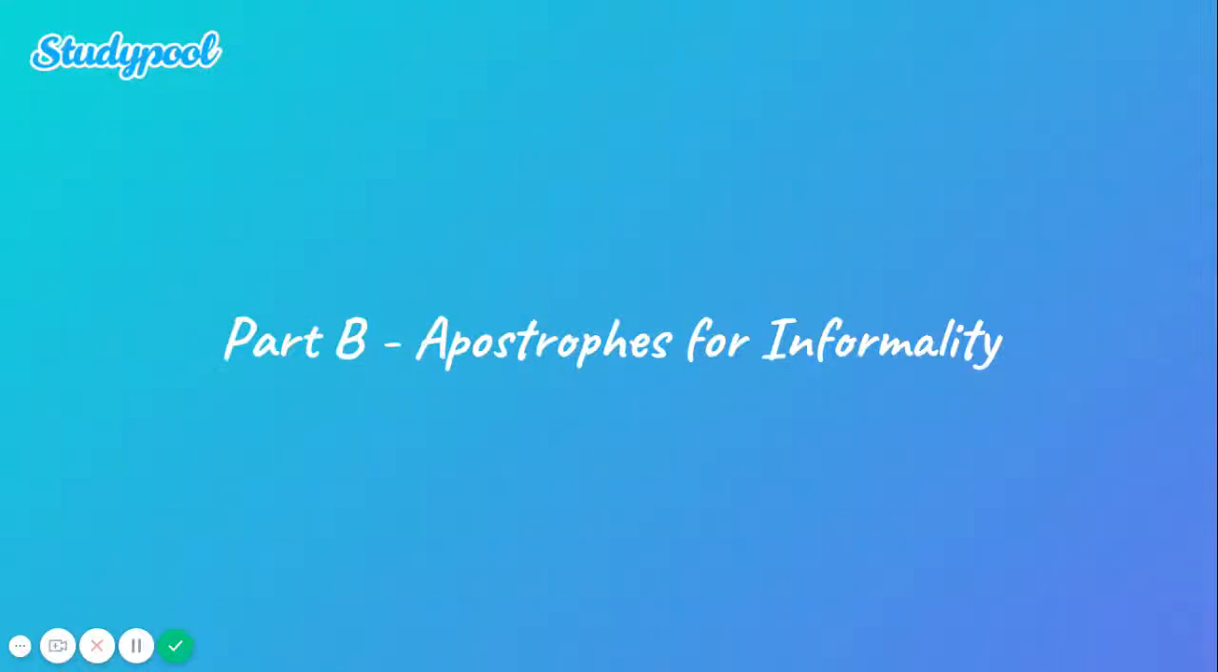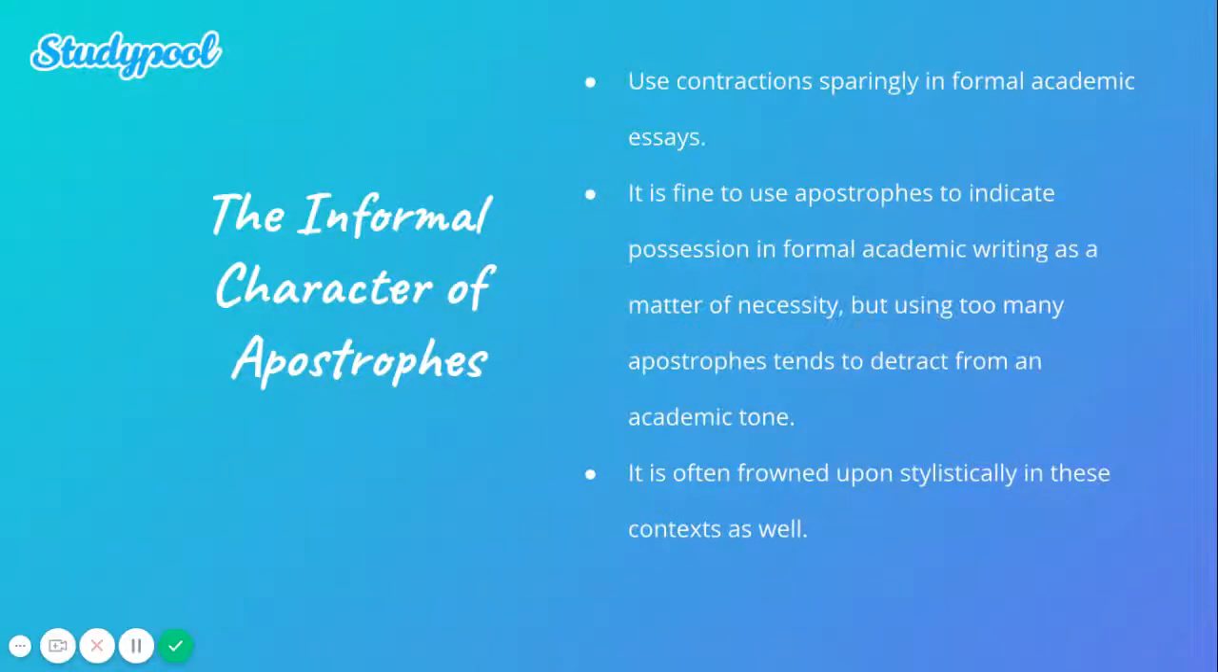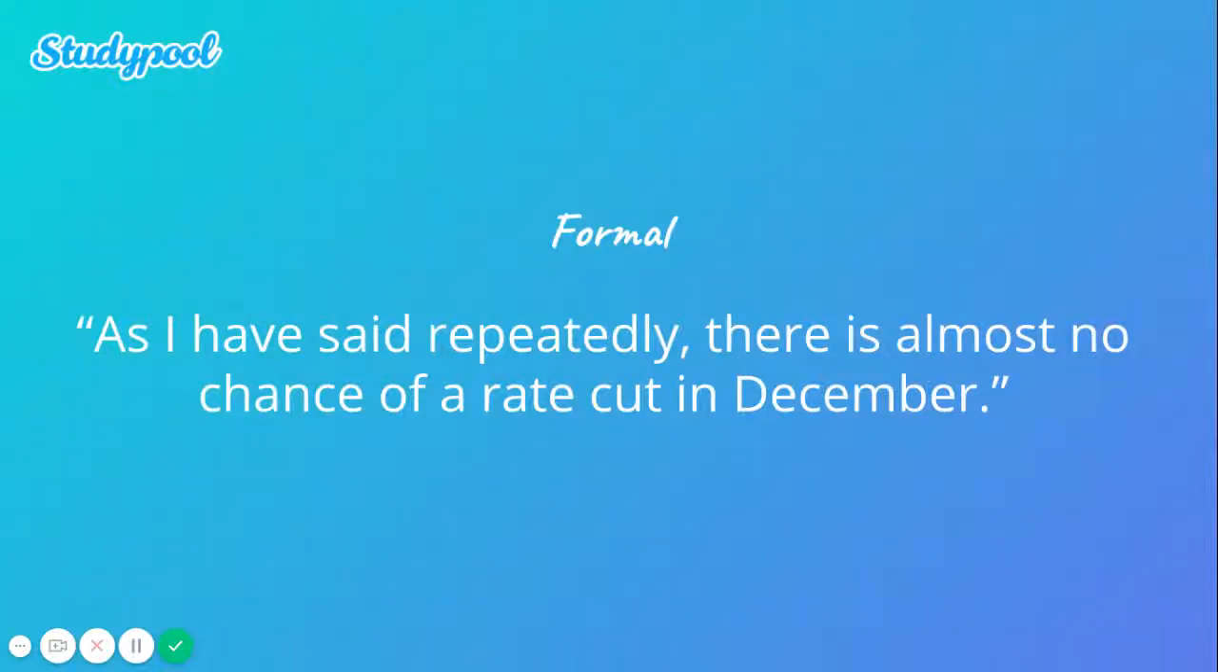Part B. Using apostrophes for informality. We can also use apostrophes to create a more informal air to your work, a feature that can come in handy when you feel your essay is too dry or stiff. However, it is important to note that you should proceed with caution here, as using too many contractions can detract from an academic tone. Here we have a formal version of a sentence.